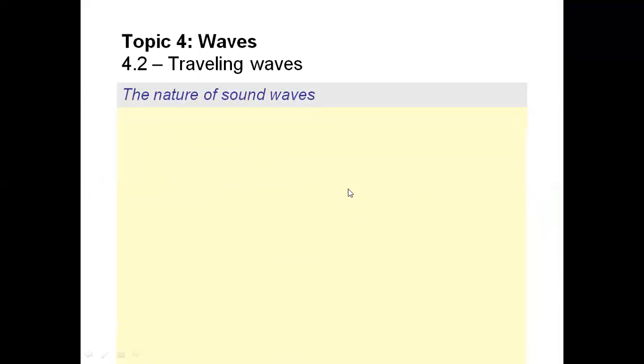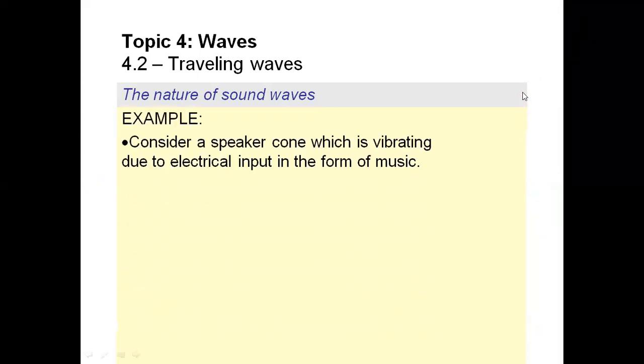Okay, now we will see the nature of sound waves. We have seen that water waves are transverse waves. So what about sound waves? Example: consider a speaker cone which is vibrating due to electrical input in the form of music.